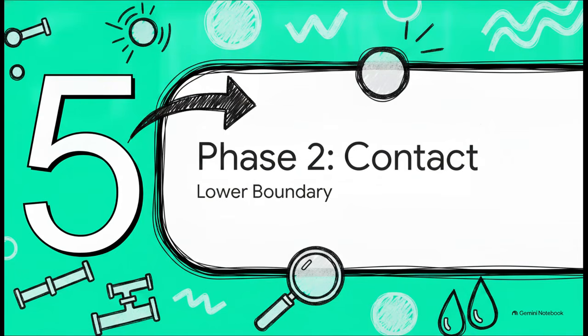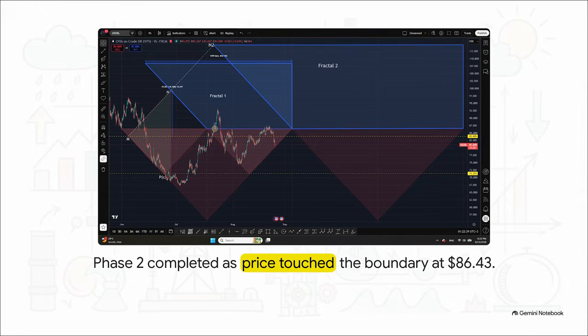Now for Section 5, Phase 2, Boundary Contact. Notice the strict interaction of price action against our predefined geometry. Price reached exactly $86.43, interacting precisely with the trapezoid lower boundary. Because of this, Phase 2 is documented as officially completed. Up to this exact point, initial positions were opened at the M coordinate of $83.905 and the PC coordinate of $71.353. We state this with absolutely no explanation or interpretation. It is simply what has visibly occurred.